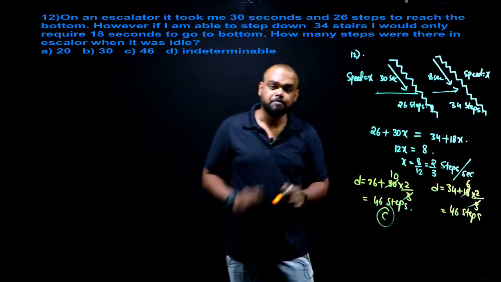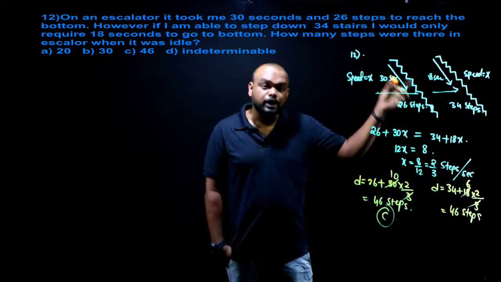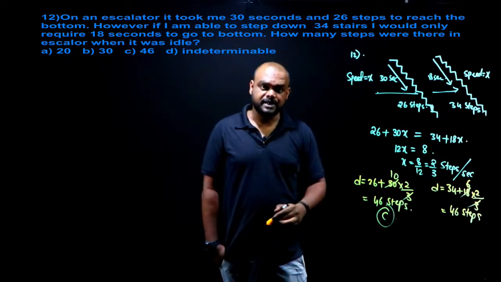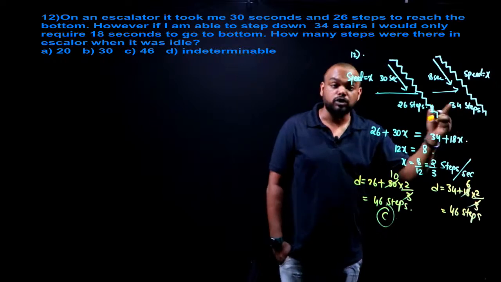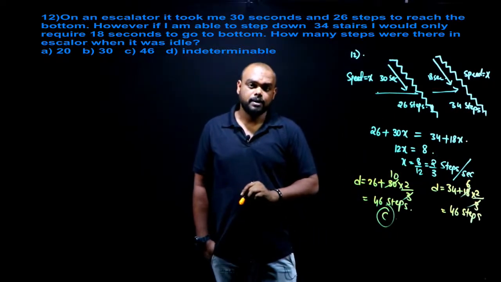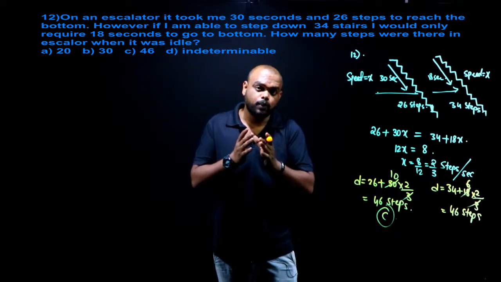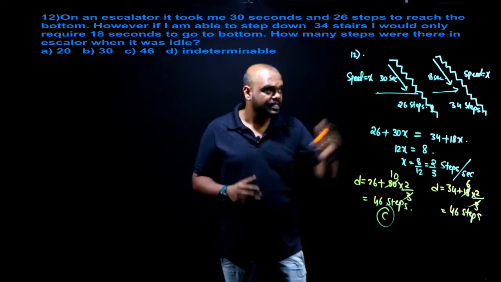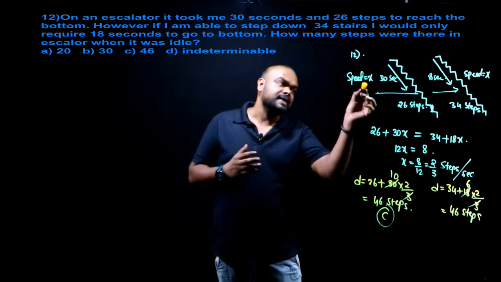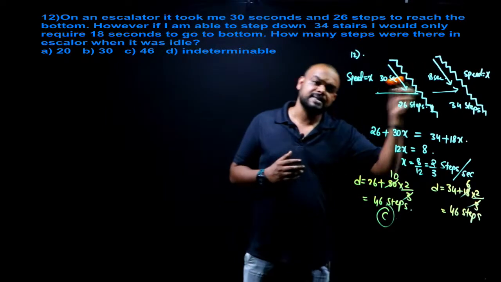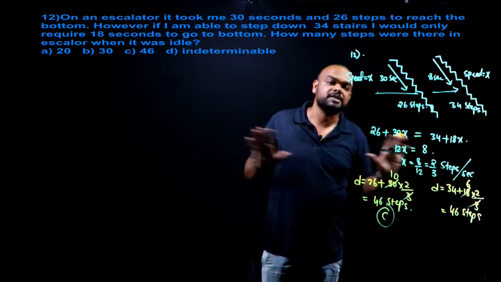Listen to this carefully. If we travel for 30 seconds, later on it will be only 26 steps in this case. But here, if you travel for 18 seconds, later on you have to get down 34 steps. Now he is asking, what is the total number of stairs when the escalator is idle? It is nothing but the total distance. Let us assume the speed of the escalator as x in both cases, because it is the same escalator. So he gave two different situations. We just have to understand those situations, that's it.